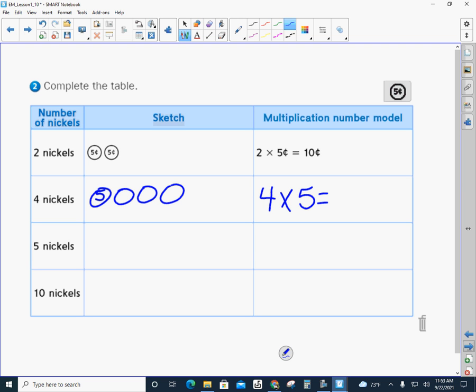Now how can I figure out how much that equals? If I touch them, 5, 10, 15, 20, right? I can count by 5s real quick. I learned how to do that probably in kindergarten, 1st grade. So 4 times 5 equals 20. Go ahead and do the next 2 and then pause the video and then come back to me.